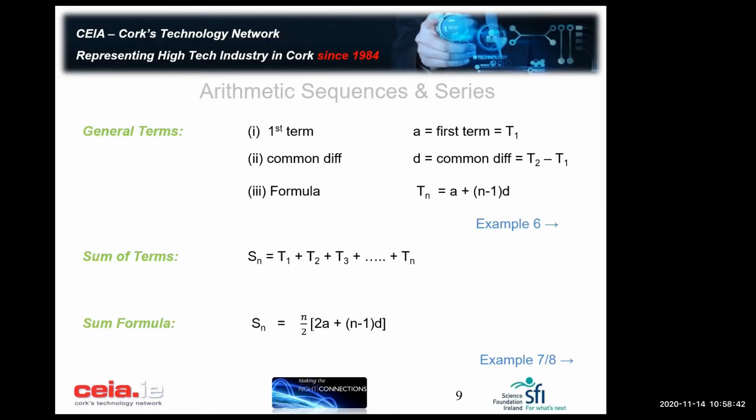Okay, so these are the terms in our arithmetic sequence. The general terms for it are that the first term is a, which is t of 1. The common difference is known as d, and that's equal to t2 minus t1, which is just what we did previously. And the formula for it is t of n is equal to a plus (n minus 1)d. So these are the most important terms that you need to understand when you're calculating arithmetic sequences.